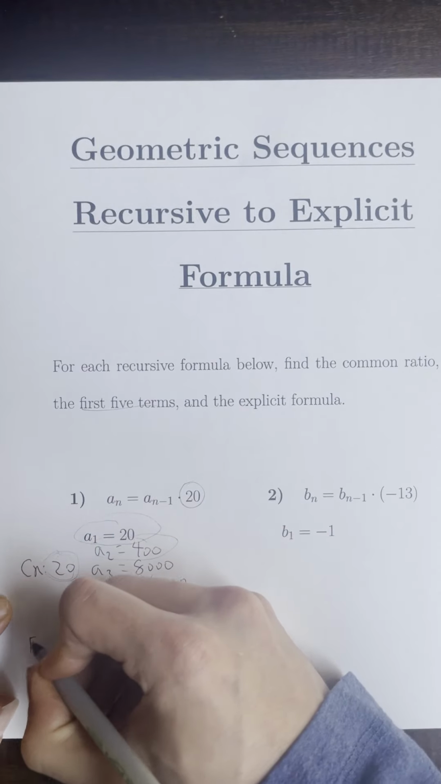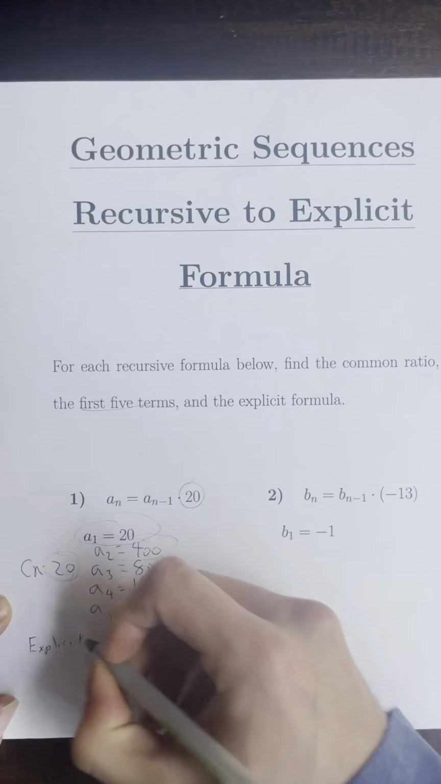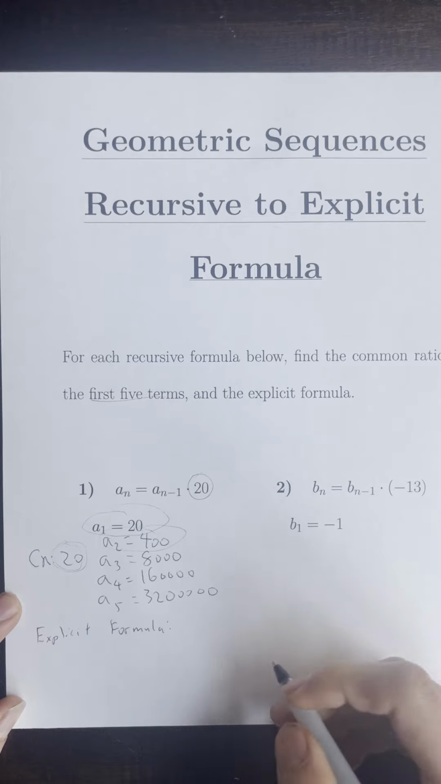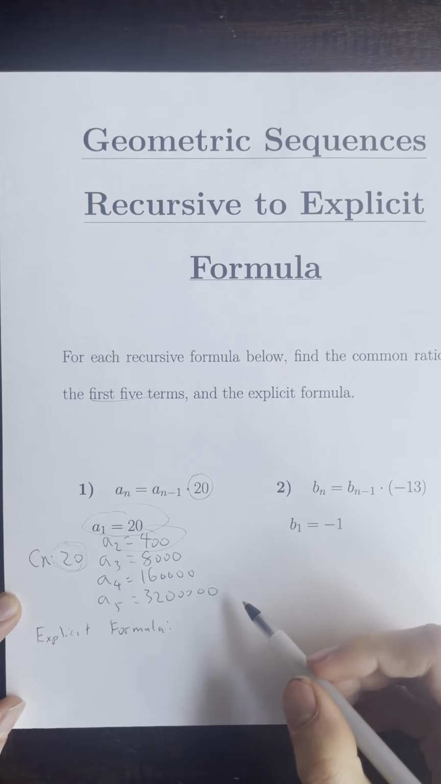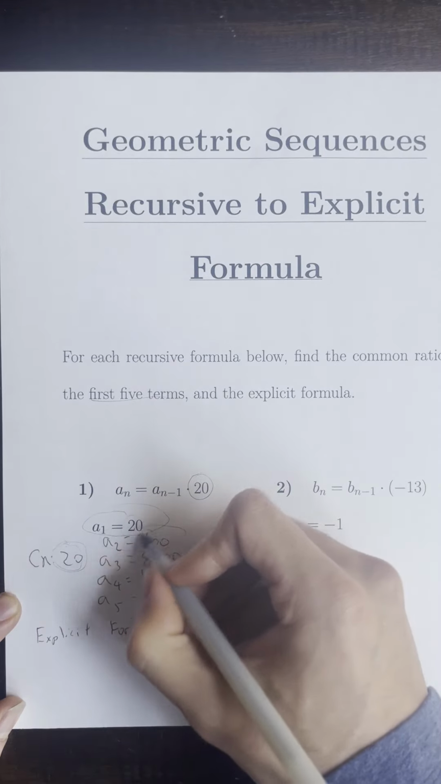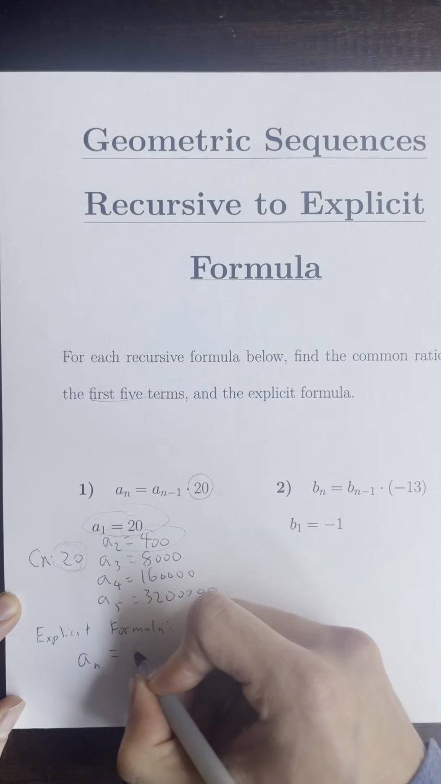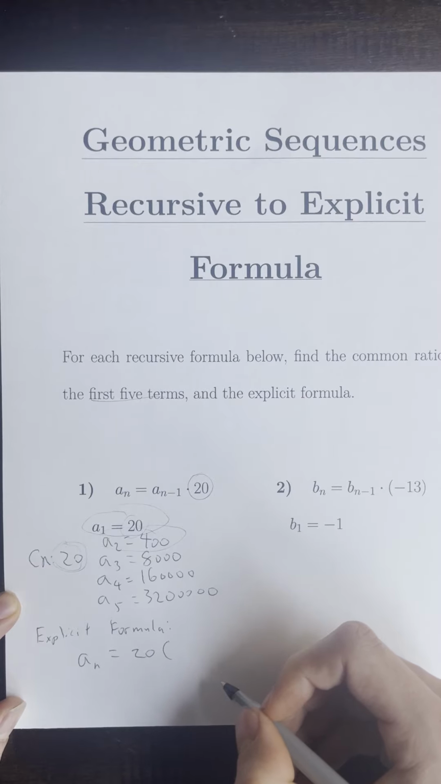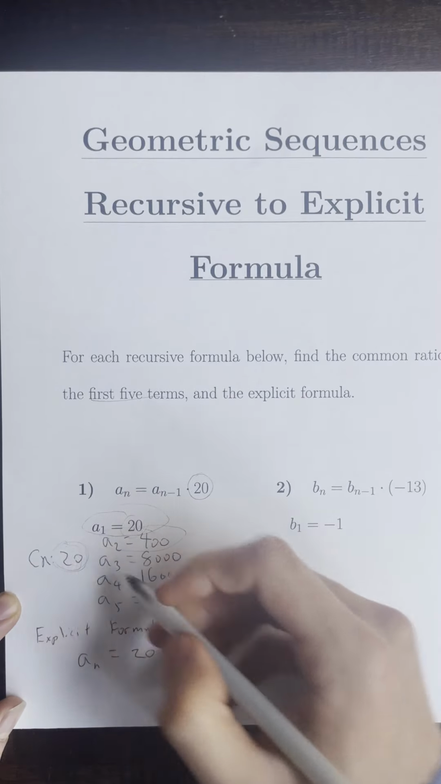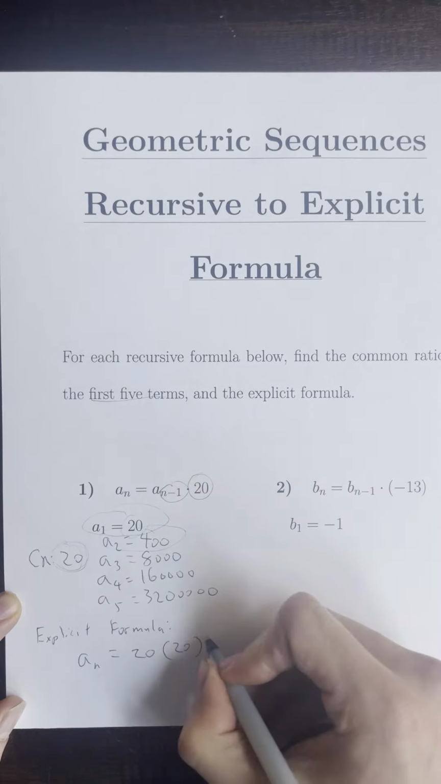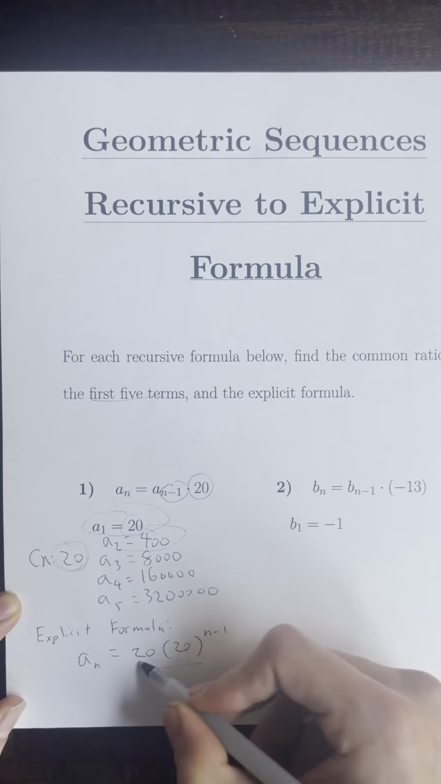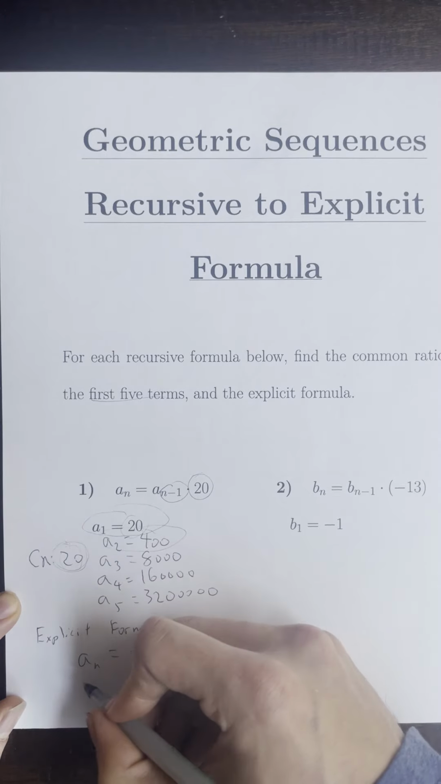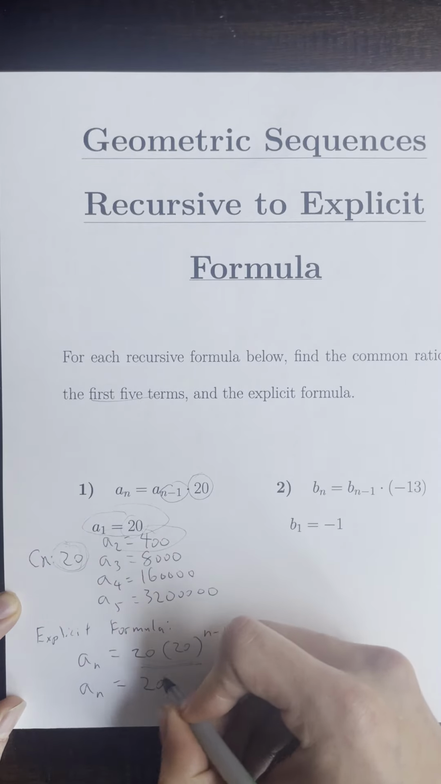How do we find the explicit formula? It's going to be the first term, which was how much? It's 20. So a_n is equal to the first term times the common ratio, which was how much? 20 to the power of this. How do we simplify this expression? It's going to be 20 to the power of n.